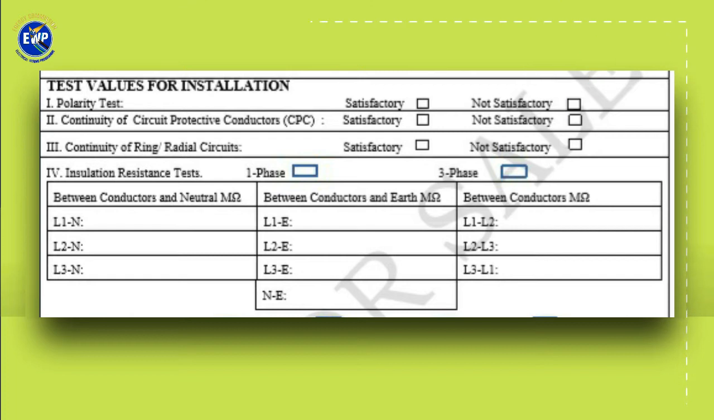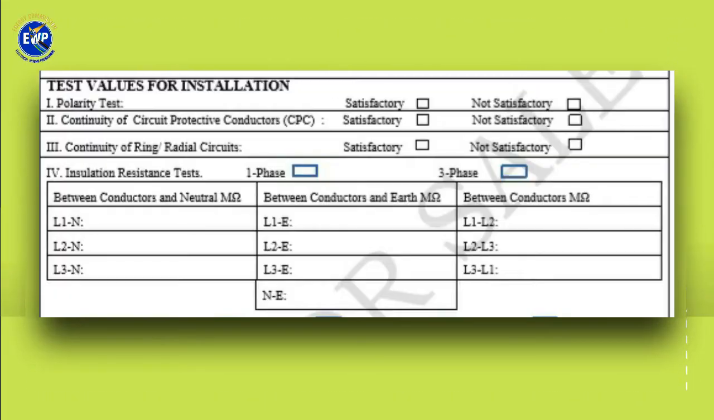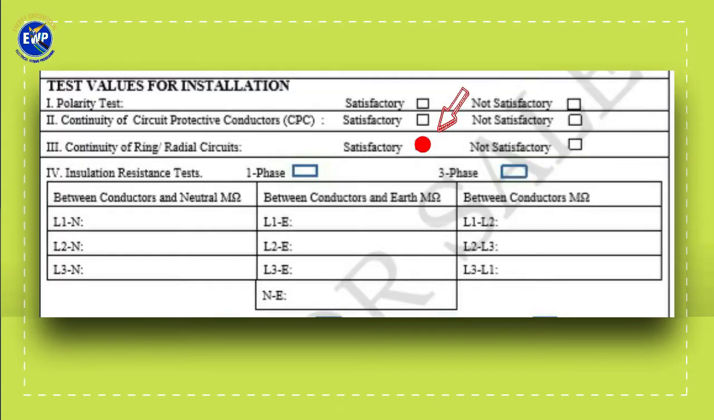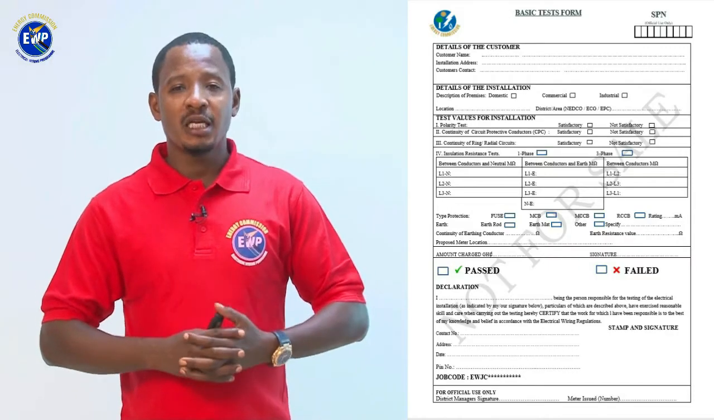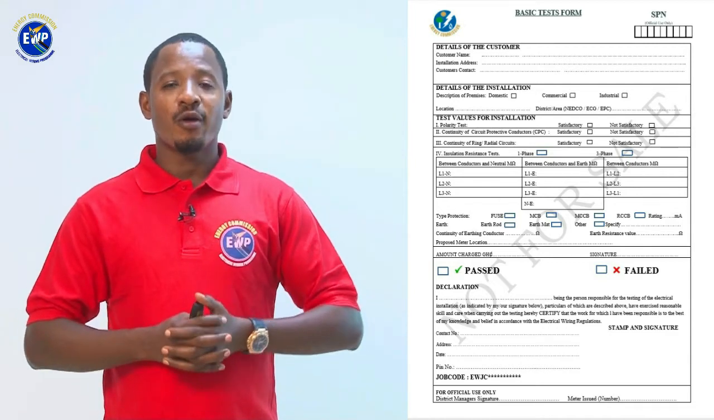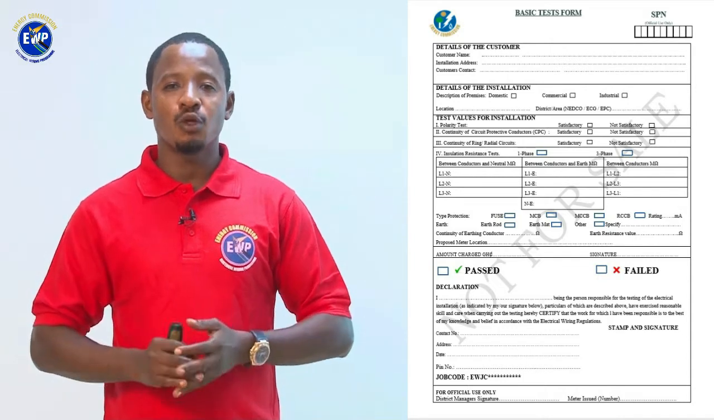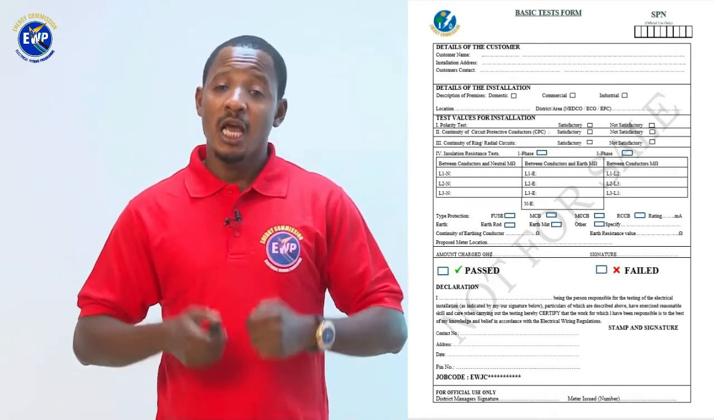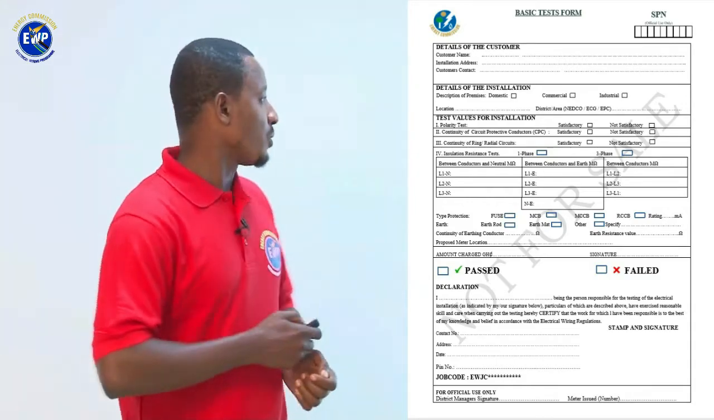When it comes to continuity, you are expected to test continuity of circuit protective conductors. And when you do, and it's satisfactory, you tick satisfactory, otherwise you tick accordingly. So on continuity of ring or final circuits, you are required to test for continuity of both live and the neutral cables to ensure that they are continuous. A low reading, as you know, is an indication that there's no break in the circuit.